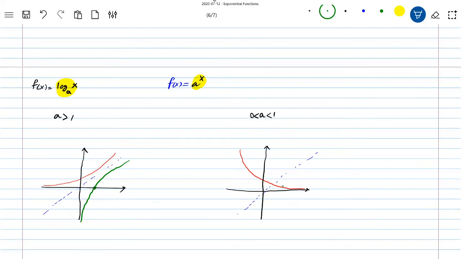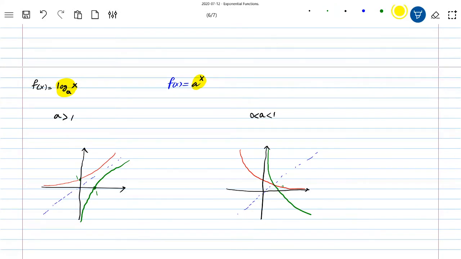This point is at 1. It's a reflection here. 0 and 1 becomes 1 and 0. On the other side, the other graph reflected will look like this. Something like that. So what you have is, if you had an increasing exponential, you still have an increasing logarithmic. If you had a decreasing one, then the log graph is still decreasing.